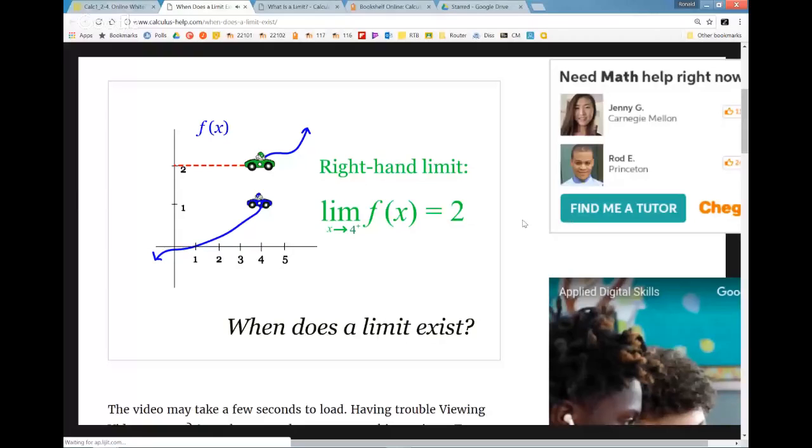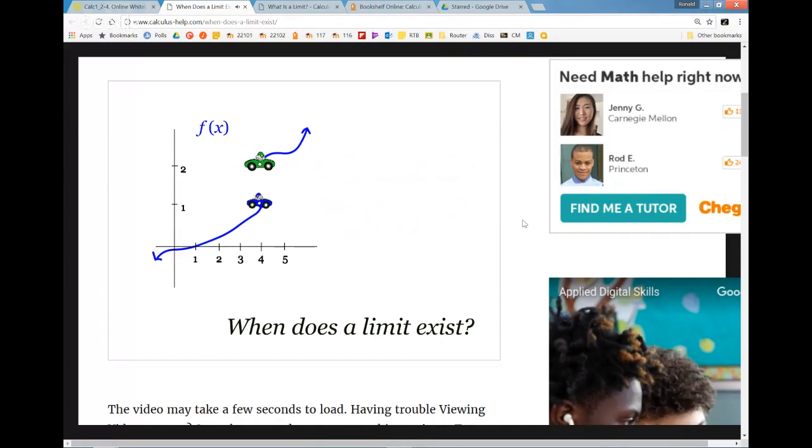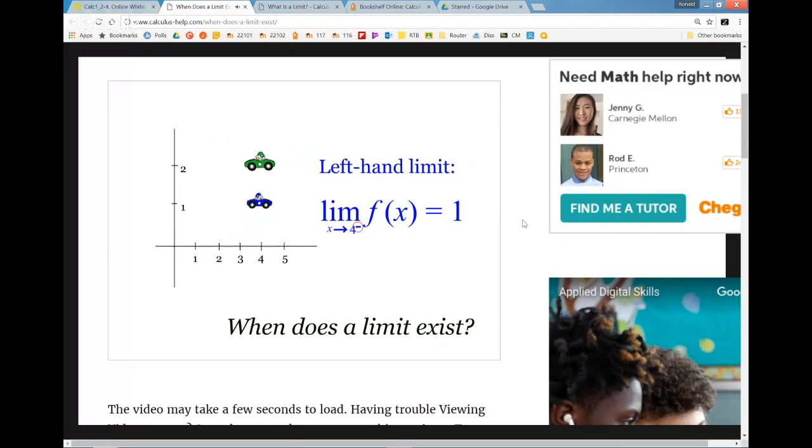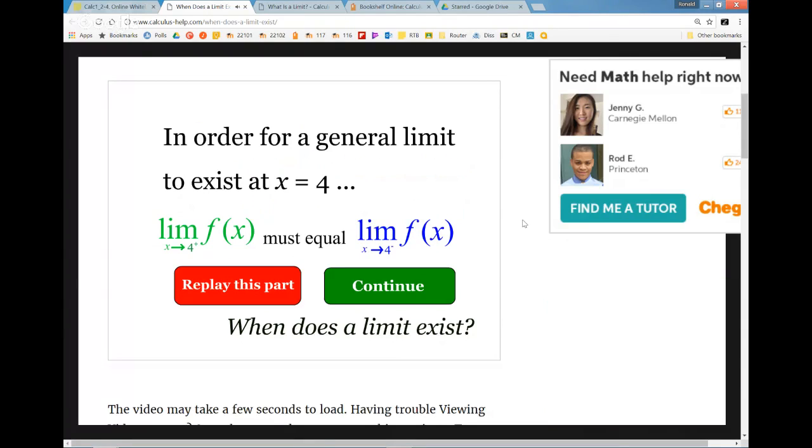Right-hand limit of f of x as x approaches 4 from the right. And we denote this with a little plus sign in our limit symbol. Our height that we arrive at from the left is called the left-hand limit of f of x as x approaches 4, and it is denoted with a little negative symbol. Mathematically, in order for a limit to exist, both the right and the left-hand limits must be equal.